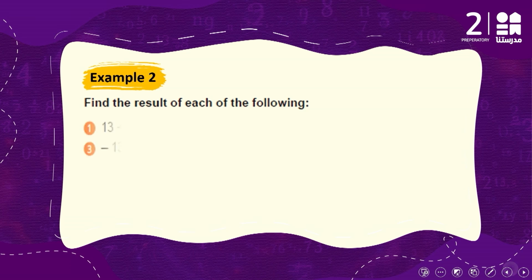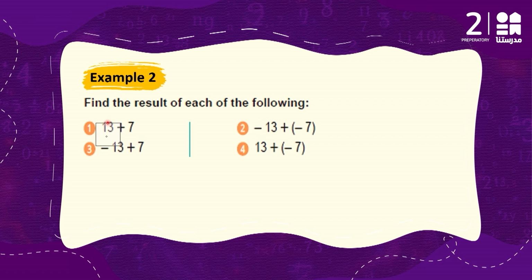Find the answer of these questions. This is, as we said before, here you have positive 13 and positive 7. 13 plus 7, for sure it's 20. Same 13 and same 7, but here you have a negative sign and negative sign. If this one is 20, so for sure this one will be negative 20.